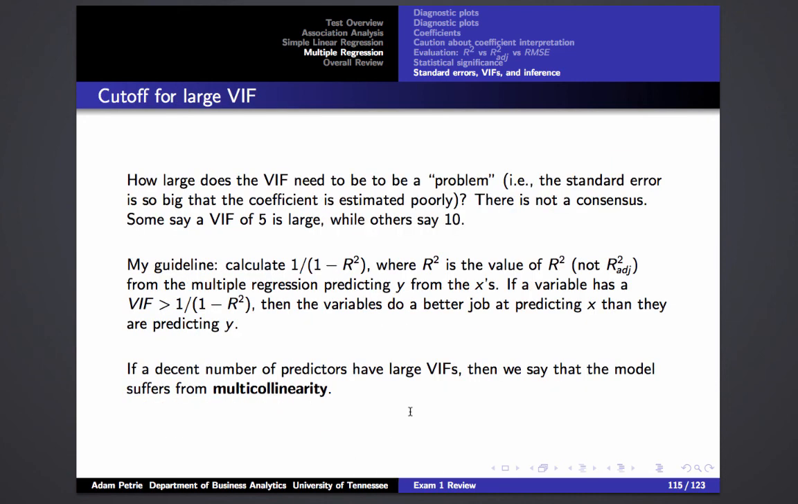How do we know when the variance inflation factor is large? Well, we calculate 1 over 1 minus R squared, where R squared is the value of R squared for the regression, not R squared adjusted. If the VIF is bigger than this quantity, we say that that VIF is big, and that correlation is rearing its ugly head. It doesn't invalidate the model, it just says the standard error is bigger than it would have been had the predictors been independent.